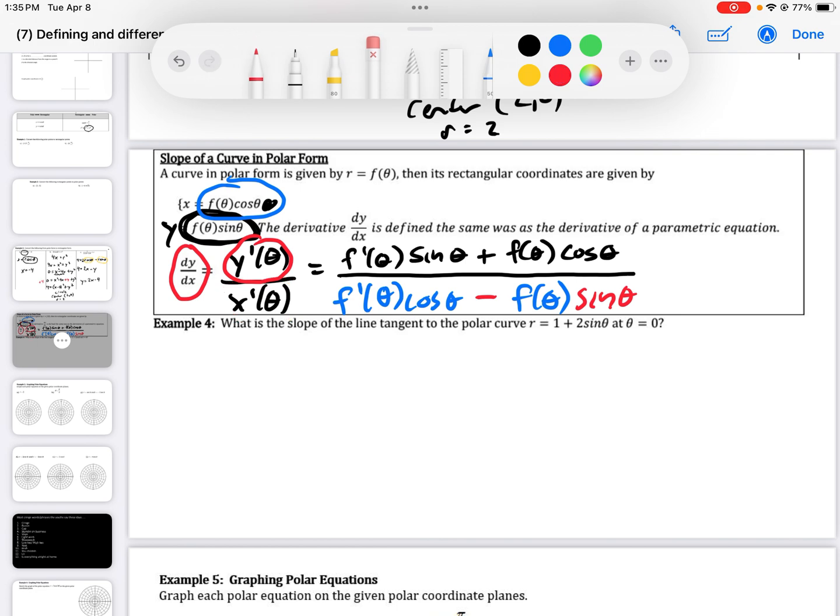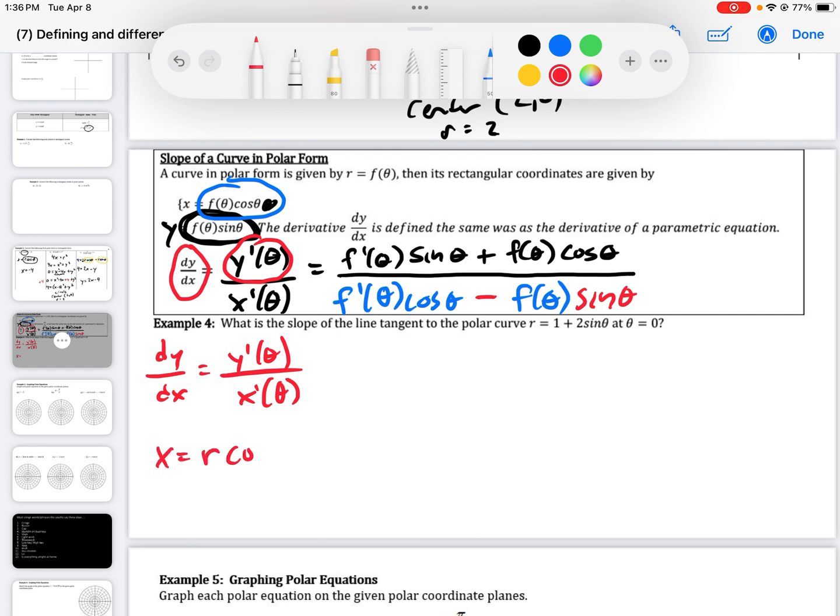So it says, what is the slope of the line tangent to the polar curve r equal to 1 plus 2 sine theta at theta equals 0. Now in a minute, we're going to learn how to graph this stuff, and it might make a little more sense, but without even thinking about it, it's the same as before. So dy/dx gives us a slope at a moment. This is going to be equal to y prime of theta over x prime of theta. And you might want to write small on your notes.